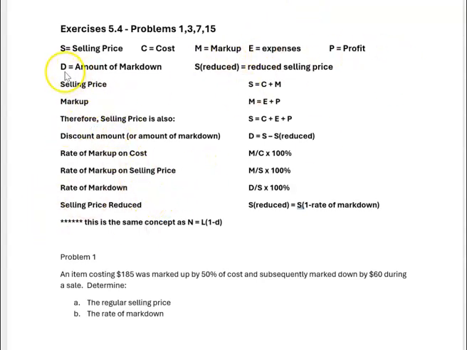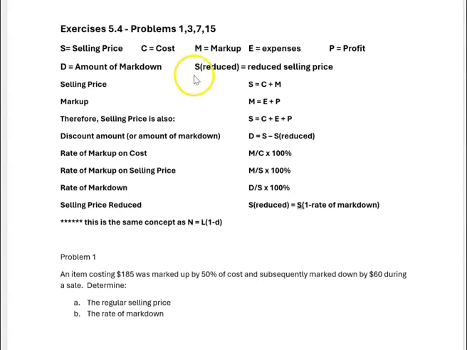For example, here D equals the amount of markdown. And if you remember back at the beginning of this chapter, the big D represents discount amount. It's the same thing, okay? Amount of markdown is the same thing as discount amount. They're just using it a little bit differently here.